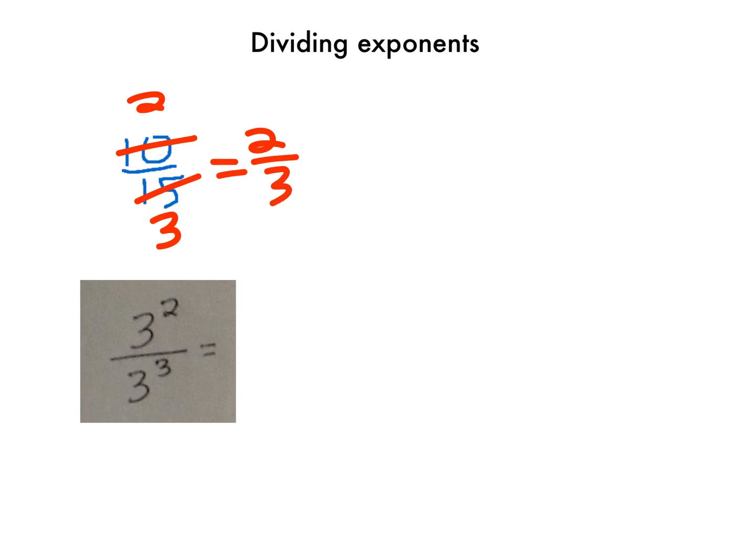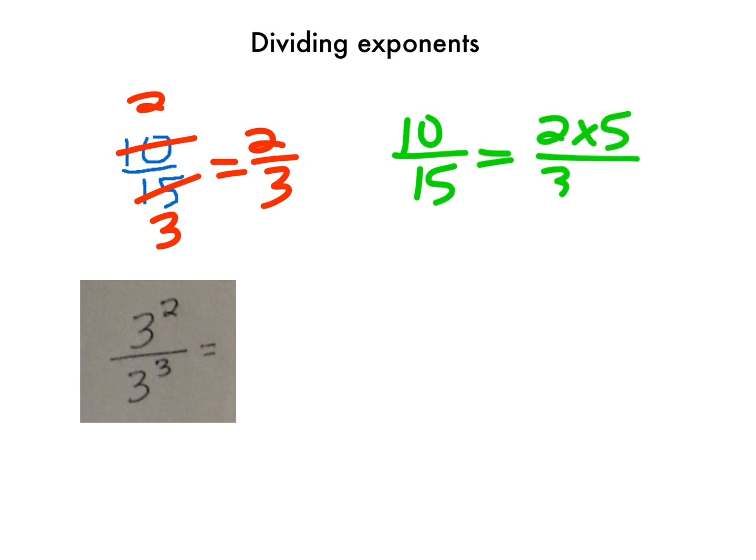Now looking at 10/15ths again in a different way, some people would say that's 2 times 5, and the bottom one is 3 times 5. So again, do you see anything in common? 5s are in common. They cancel each other out, so again we have 2/3.